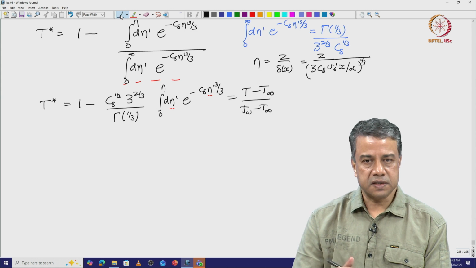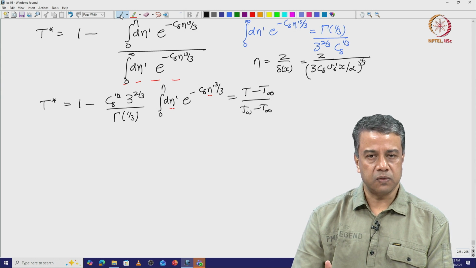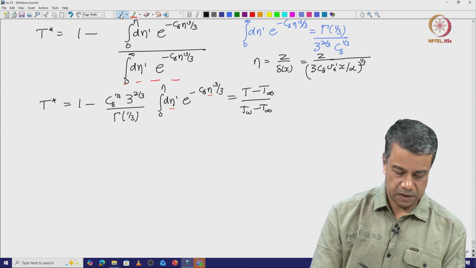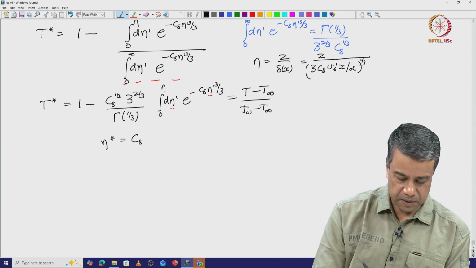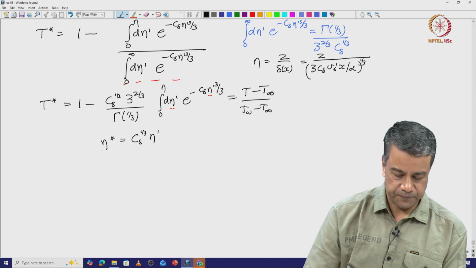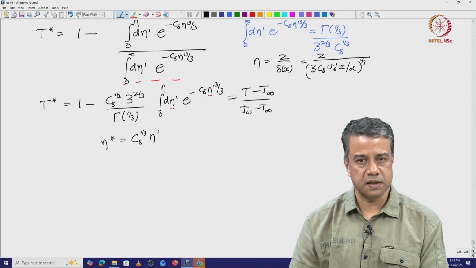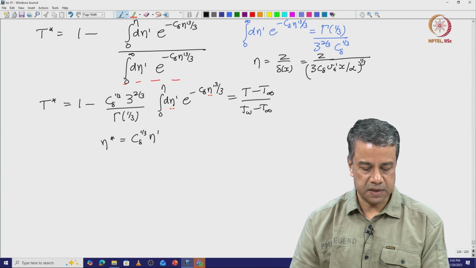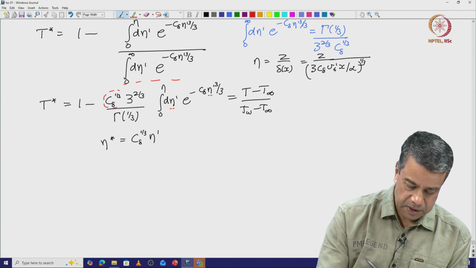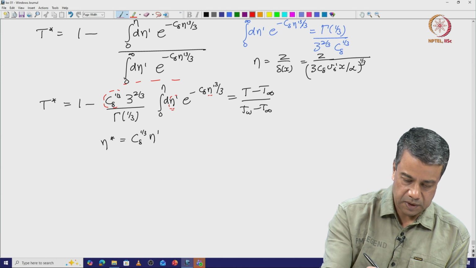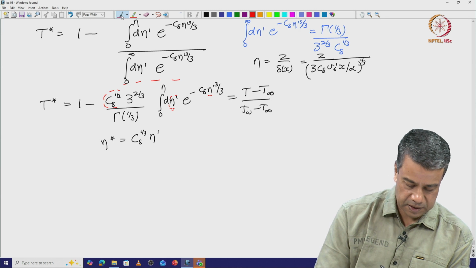I can convert this integration over eta prime into another variable, eta star. I can define eta star as equal to C delta to the power 1/3 times eta prime. And then you can see that these two put together become just eta star. So, I will get T star.